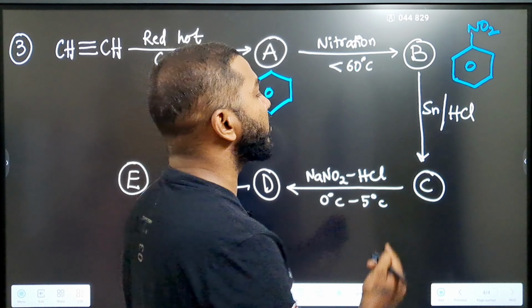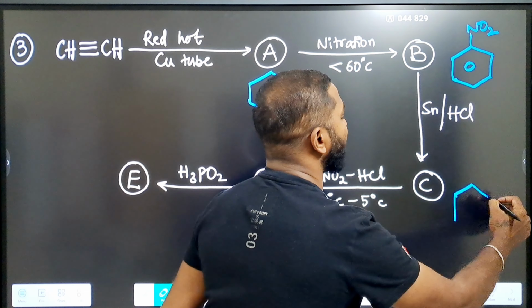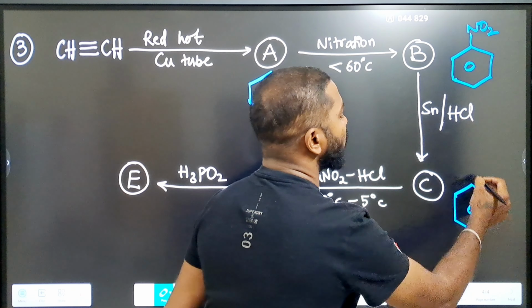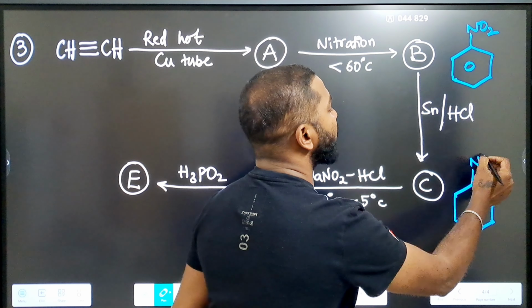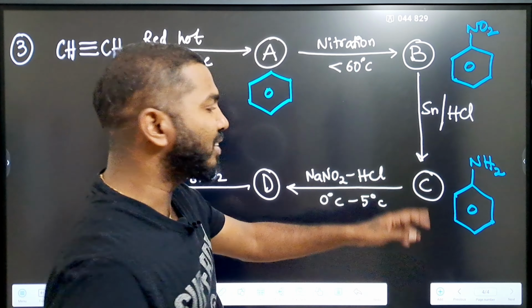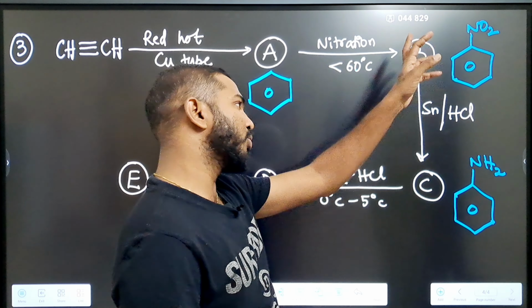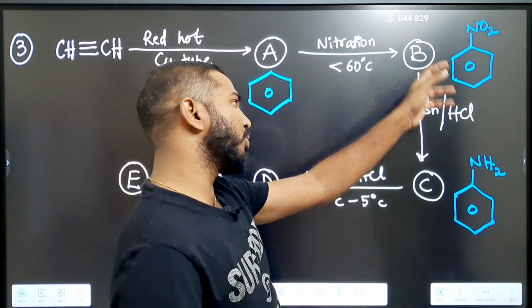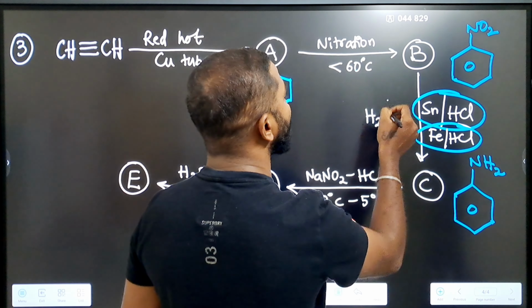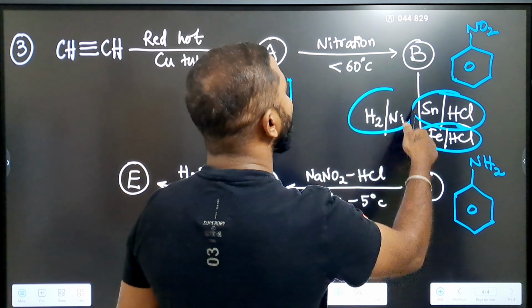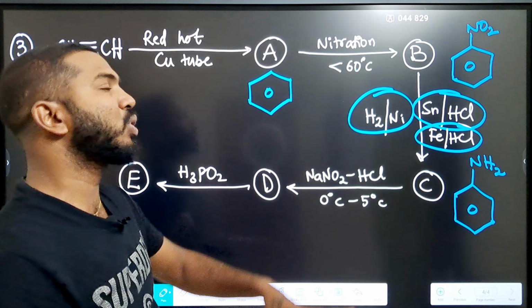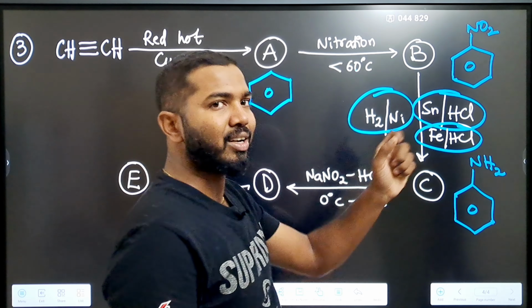And then nitrobenzene upon reduction, this nitro group is going to reduce into NH2, which is called aniline. Okay, very important conversion. Here in place of tin HCl, you can also take Fe/HCl, or we can also take H2 in the presence of nickel. So any of these reagents can be used to convert nitro to aniline, that is amino group.